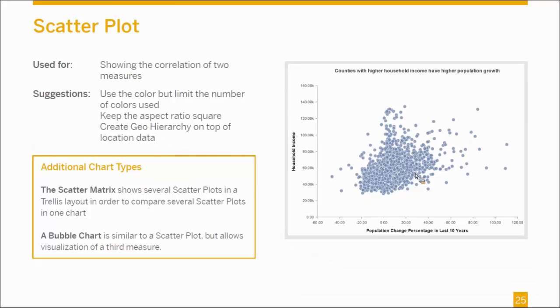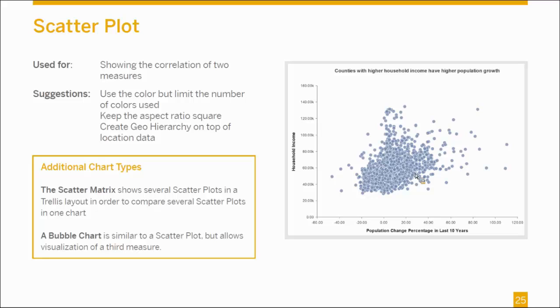If you're looking not just at two, but at multiple combinations, then we also support the scatter matrix, which allows you to show several scatter plots in a trellis layout to easily compare the different scatter plots in one single visualization.